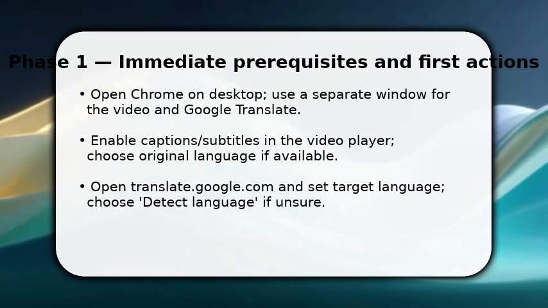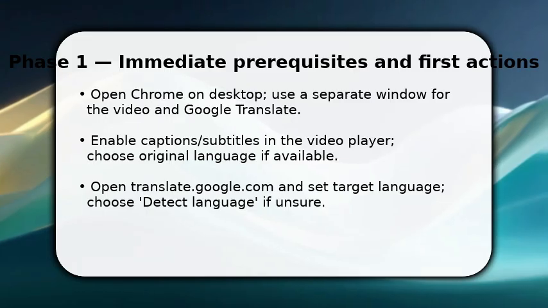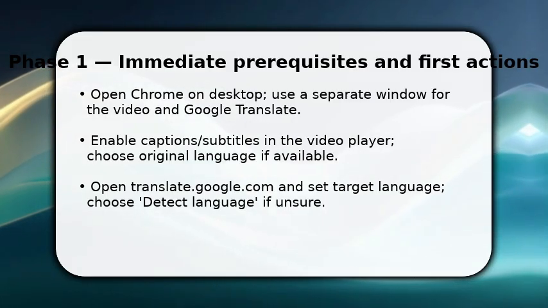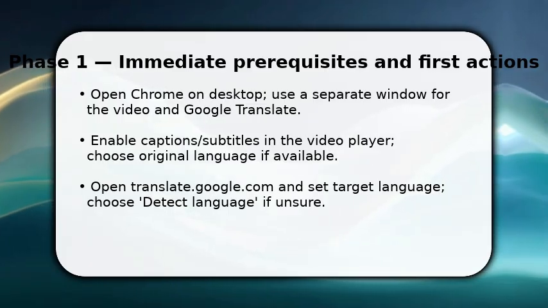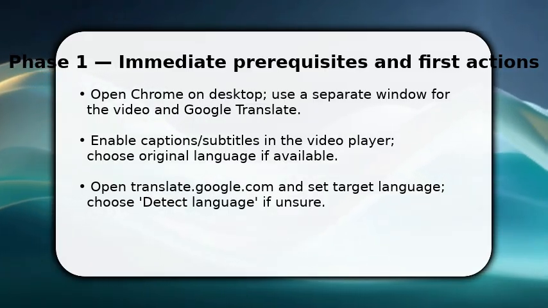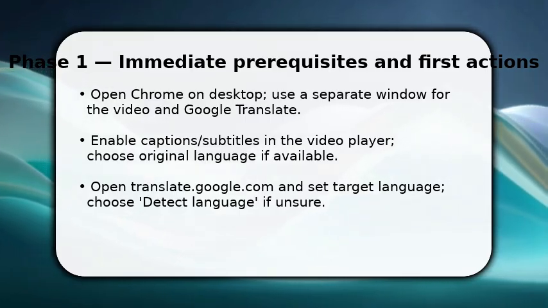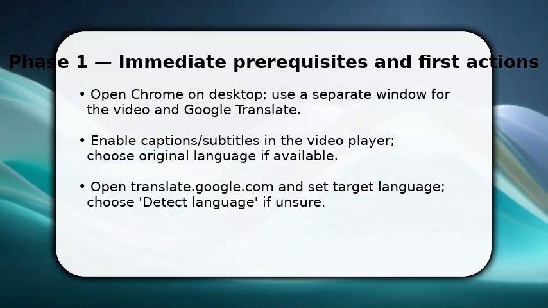You start by opening the video in Chrome and Google Translate in a side window. This keeps both visible and ready. Once done, turn on the video's captions or subtitles. This provides the text Google Translate needs. Make sure Google Translate is set to your target language or to detect language if you don't know it.